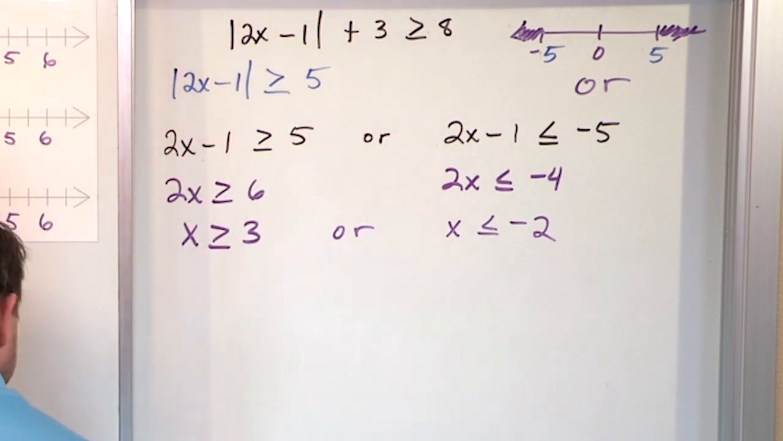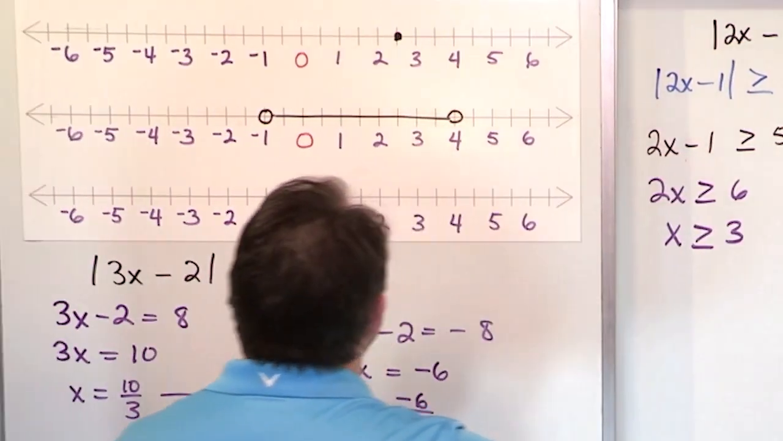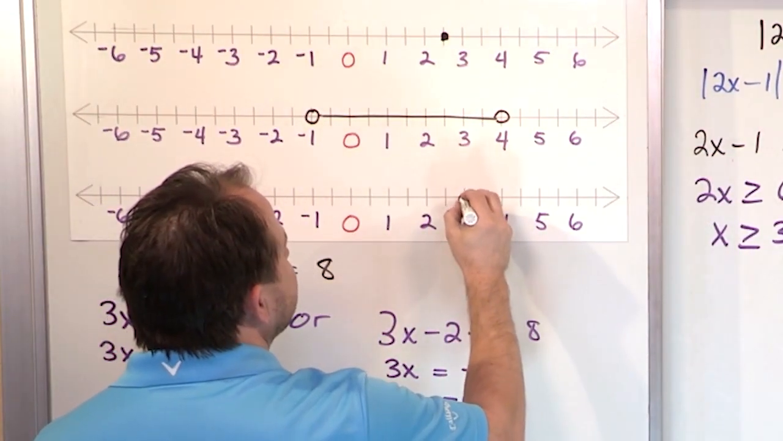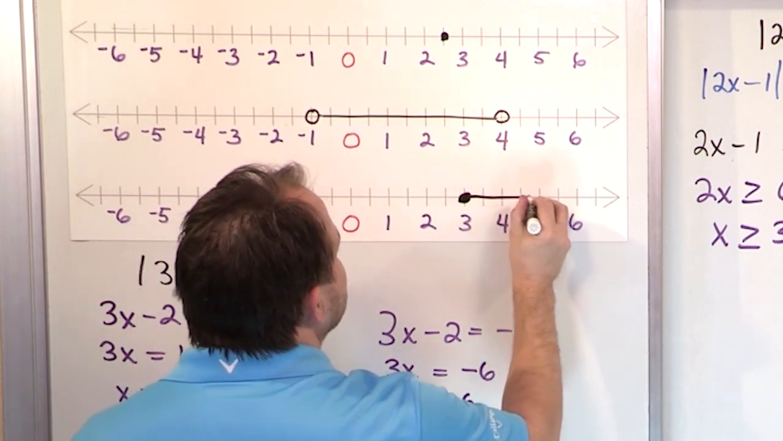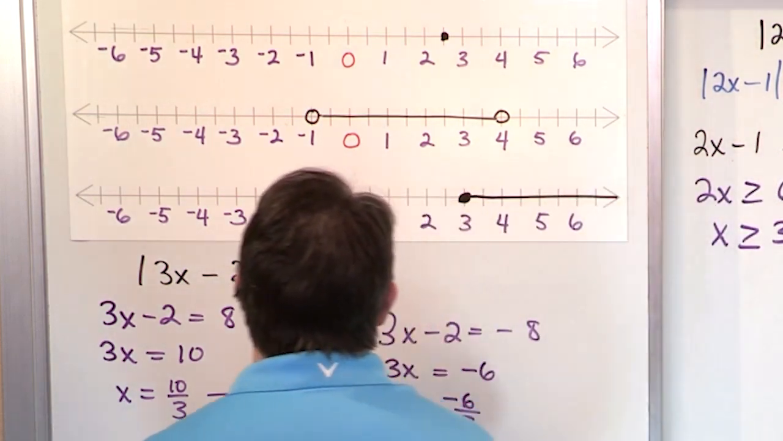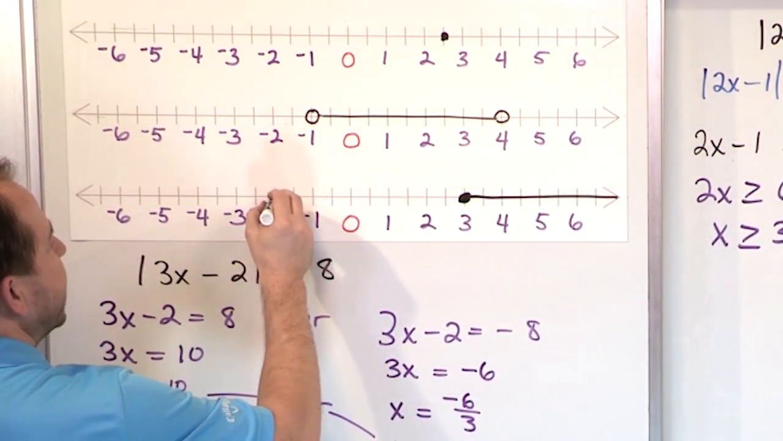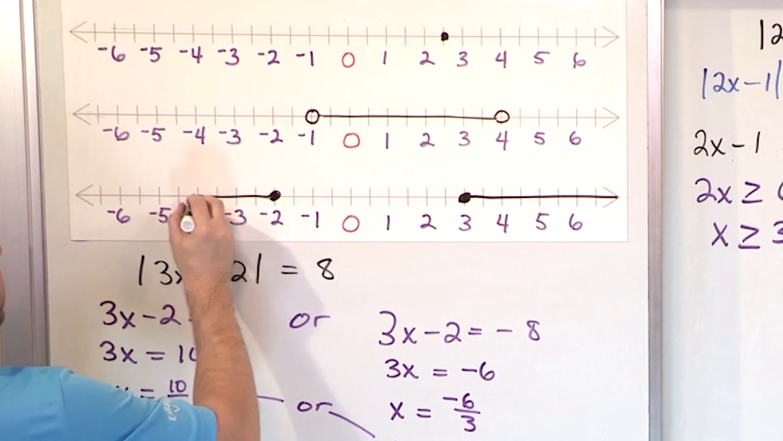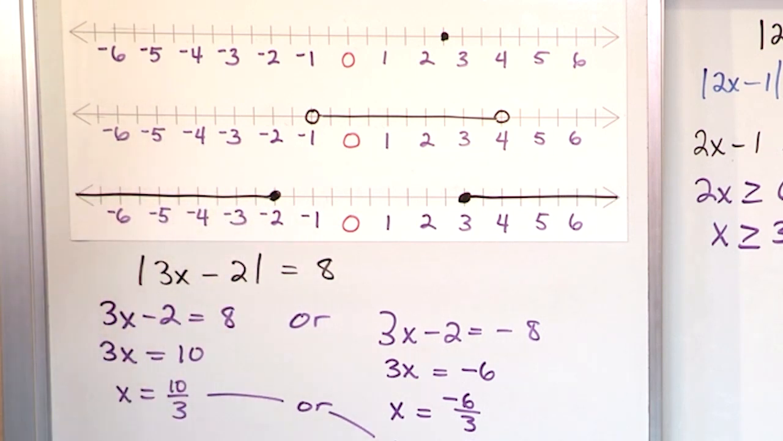So let's plot those and see what they look like. Greater than or equal to 3. So that means a closed circle. Greater than or equal to 3, like this. Or less than or equal to negative 2. Closed circle. Less than or equal to negative 2 means it goes this way.